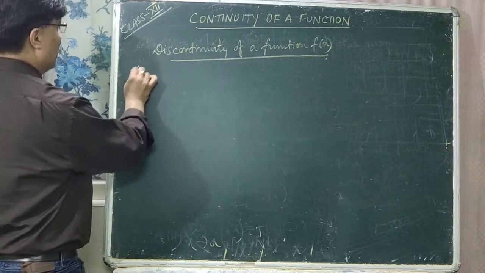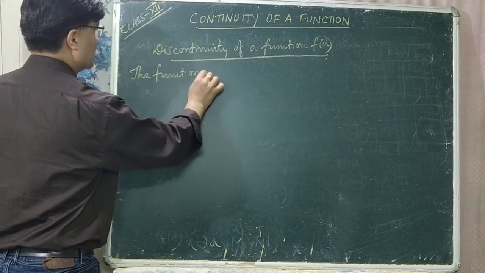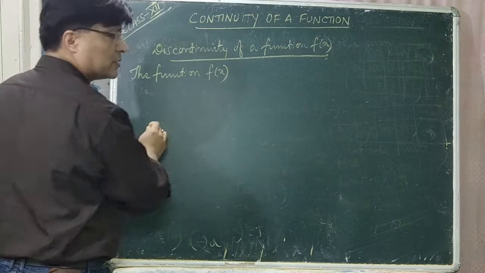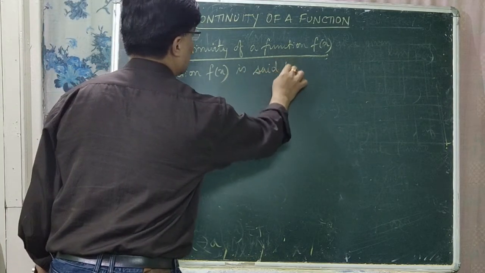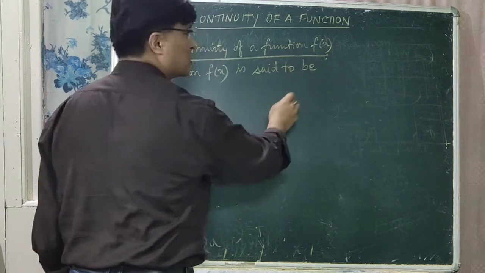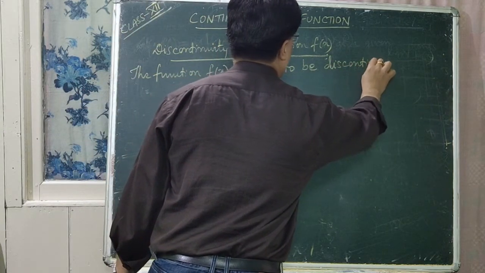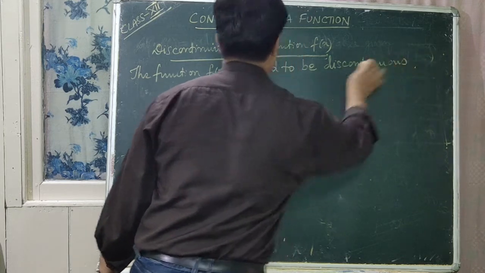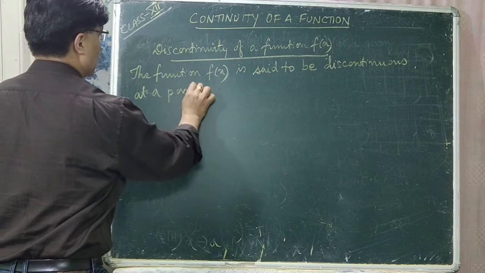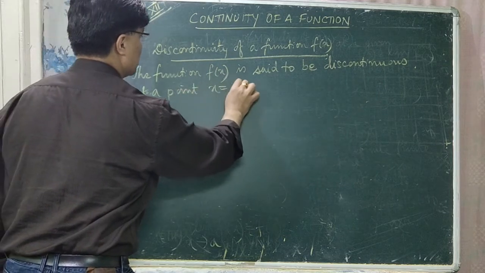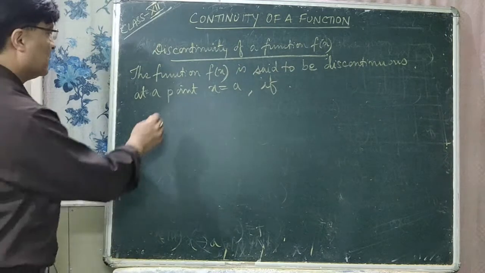The function f of x is said to be discontinuous at a point x is equal to a, if what will you write?